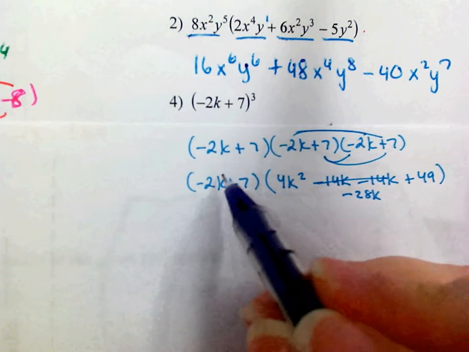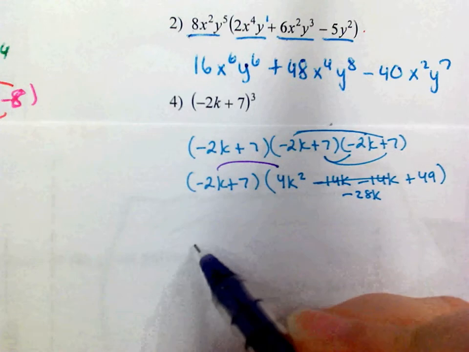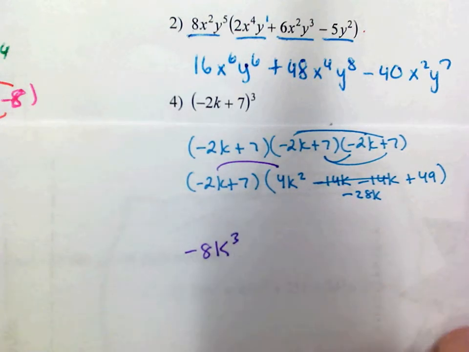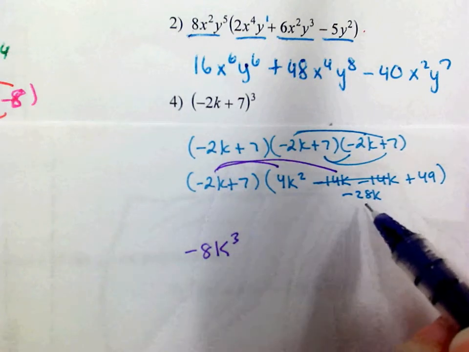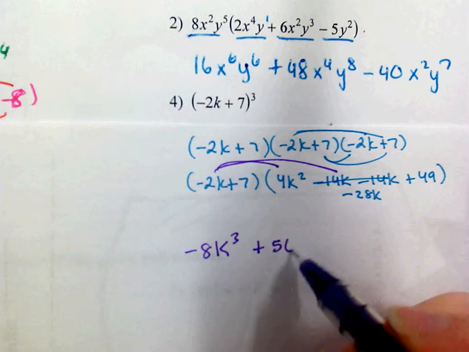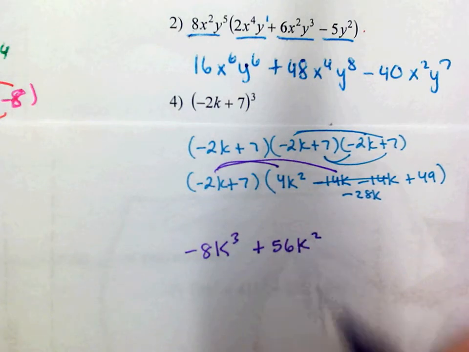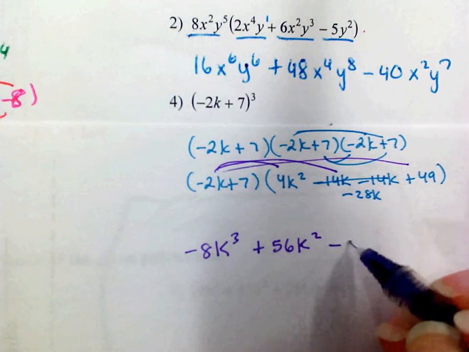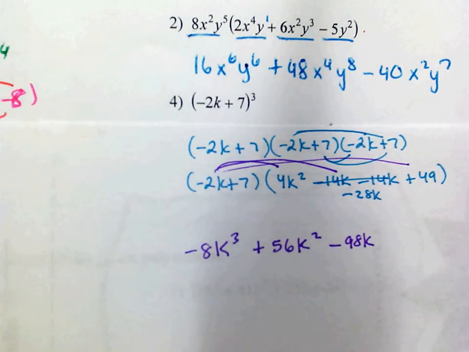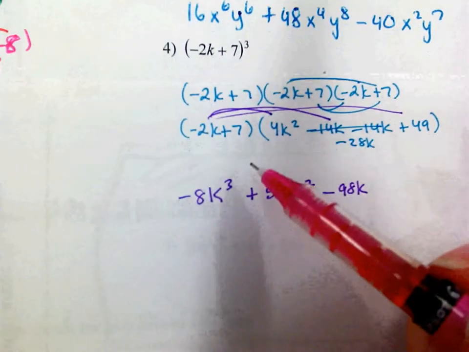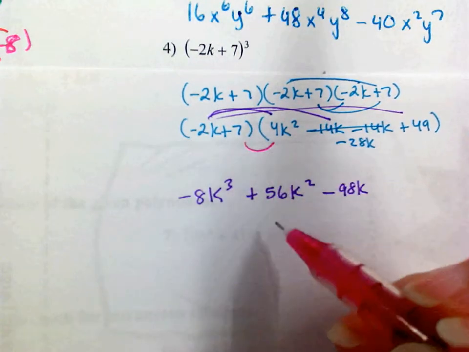So negative 2k times 4k squared. That's negative 8k cubed. Negative 2k times a negative 28k is a positive 56k squared. And then negative 2k times 49 is a negative 98k. And then I'm going to distribute the 7. So I've got 7 times 4k squared, that's 28k squared.